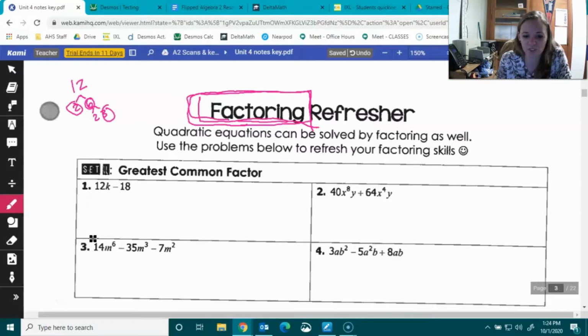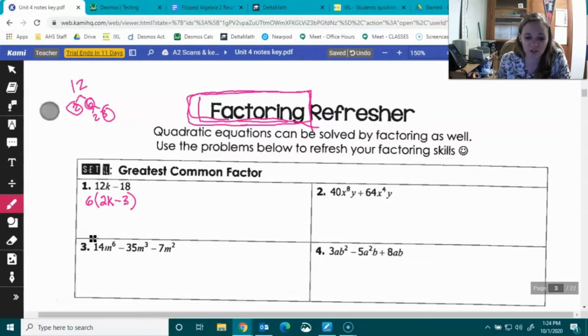So this divides by 6, and this divides by 6. So I'm going to take out a 6, and I divide by 6 now. So 12 divided by 6 is 2k, and you always keep whatever sign was there, and then 18 divided by 6 is 3. So the expression factored would be this.